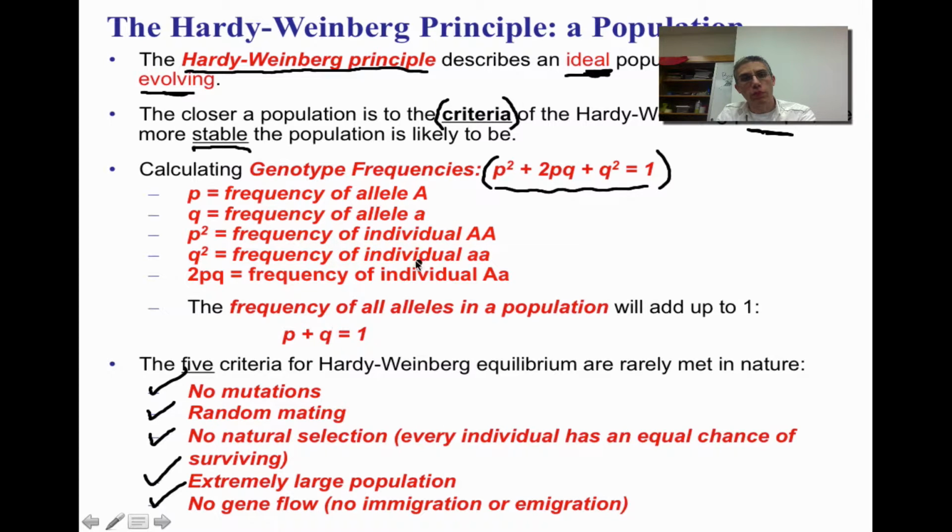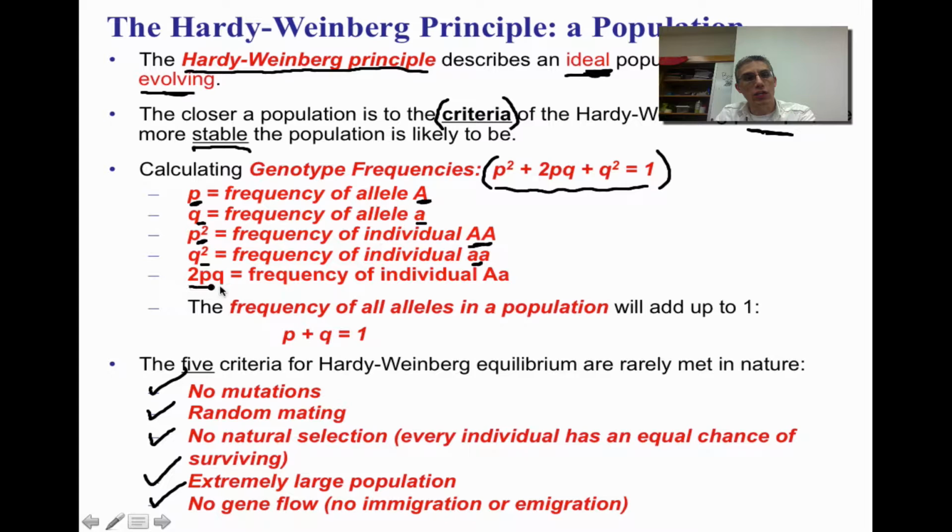Now going back up here towards the middle, you're going to notice we have each of our letters being identified over here on the left. When you look at the P within the equation, that's the frequency of the dominant allele. The Q is going to represent the recessive. When you look at P squared, that's the frequency of the individuals with the genotype homozygous dominant. Q squared is going to represent homozygous recessive.